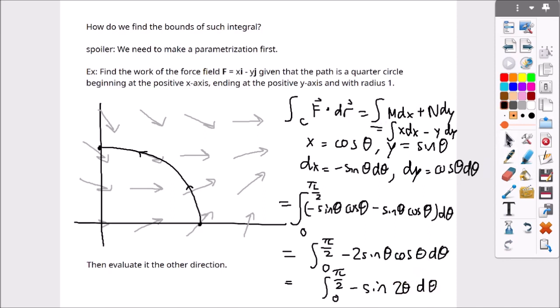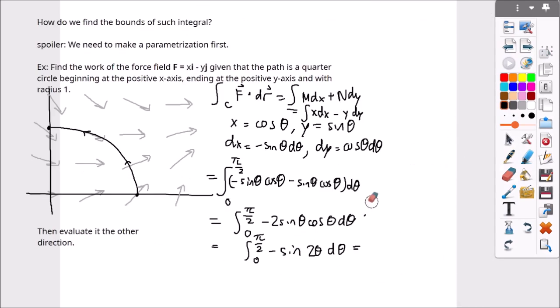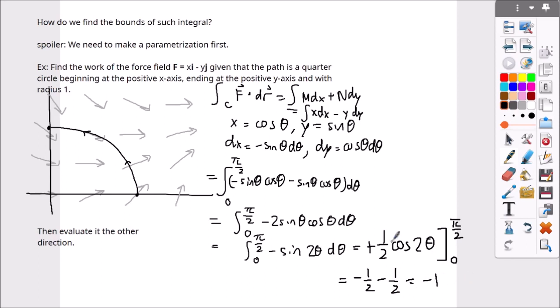What will this give you? This will give you 1/2 integral evaluates to negative 1/2 cosine, or no, actually positive 1/2 cosine, because negative sine evaluates to positive cosine. Positive 1/2 cosine theta evaluated from 0 to pi over 2. So at pi over 2, that's 1/2 cosine of pi, which is negative 1/2. And then minus 1/2 cosine at 0, which is 1/2. So negative 1 is the answer to this question.